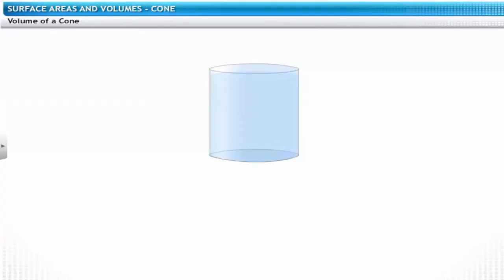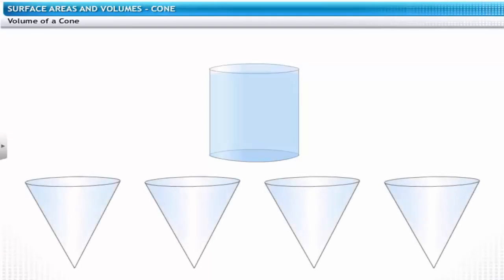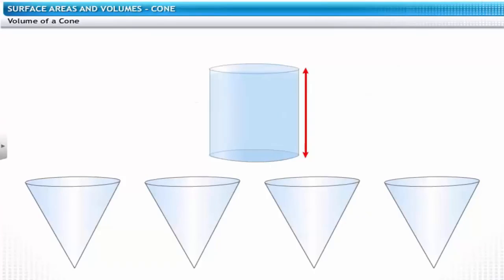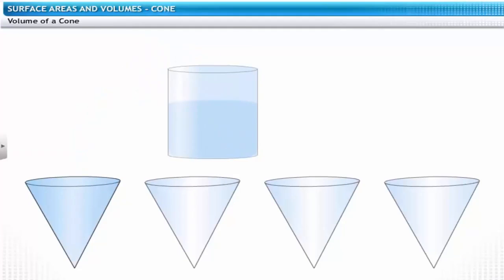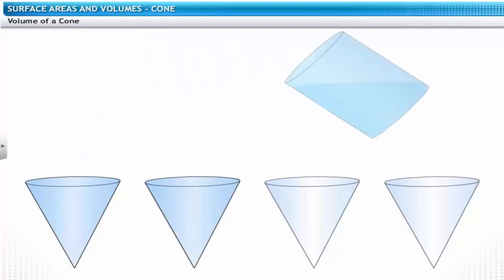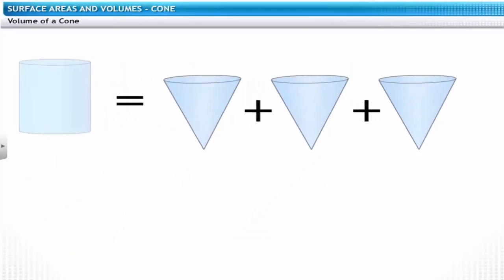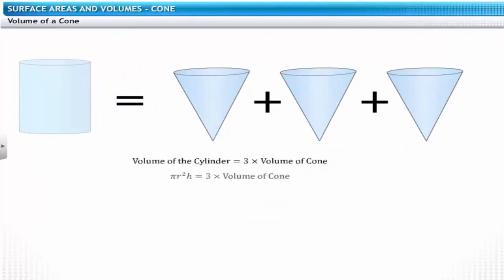Now, let's see how the volume of a cone is calculated. Consider a cylinder and 4 cones. The radius and the height of both the cylinder and the cone are the same. The cylinder is completely filled with liquid. Let's empty the liquid into the cones. The entire content of the cylinder can be emptied in 3 cones. This means that the volume of a cylinder is equal to 3 times the volume of the cone. Thus, the volume of a cone is 1/3 the volume of a cylinder.